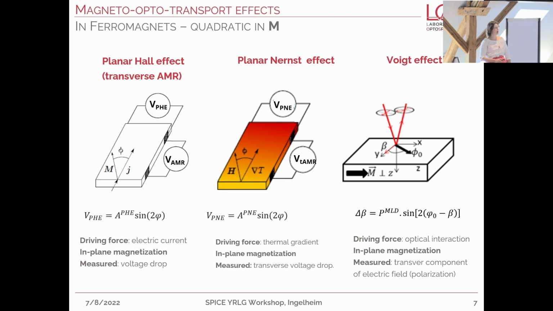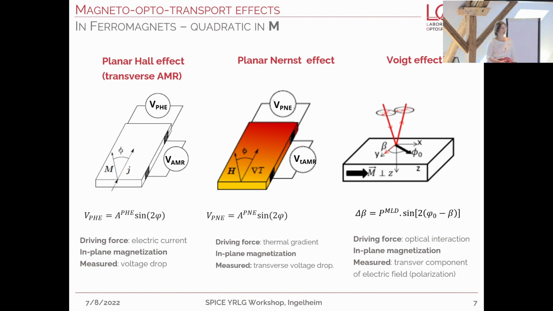And those effects are quadratic in magnetization, and they are sensitive to the in-plane component of magnetization. So basically, they all have similar symmetry, and the transverse voltage drop that you measure is proportional to the angle between the current or the thermal gradient and the magnetization.